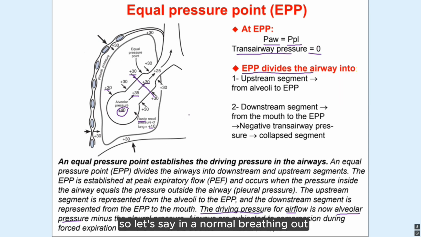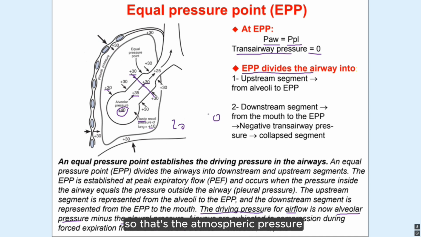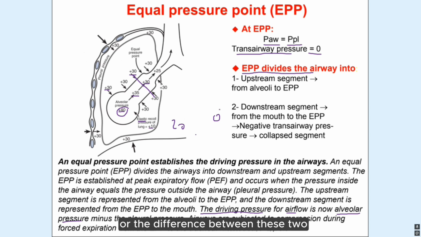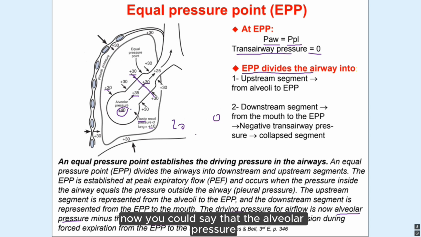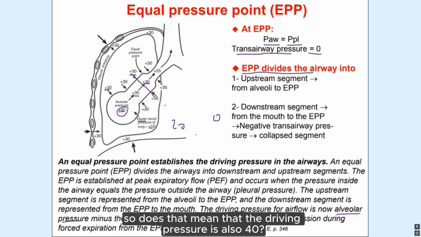So let's say in a normal breathing out, the alveolar pressure would be around 20 maybe, and then the mouth pressure would be around 0. So that's the atmospheric pressure. So 20, that's higher than 0. Pressure goes from high to low areas, and so the driving pressure here would be 20, or the difference between these two. Now, you could say that the alveolar pressure during forced expiration is 40. So does that mean that the driving pressure is also 40?